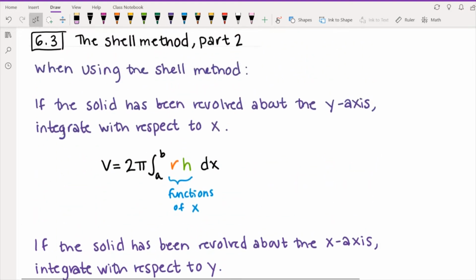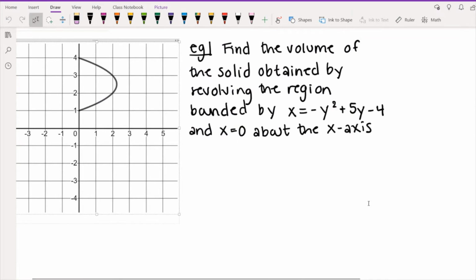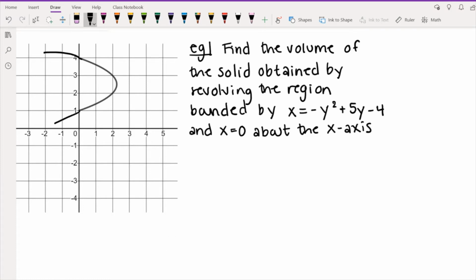Okay, so let's jump right into an example. This example says we're going to find the volume of the solid obtained by revolving the region bounded by x equals negative y squared plus 5y minus 4, and x equals 0 about the x-axis. It's kind of similar to one of the ones we did in the last video in that we have just the top of a parabola, right? This parabola would continue this way, but we're cutting it off because we also have x equals 0. So we're looking at this region here.